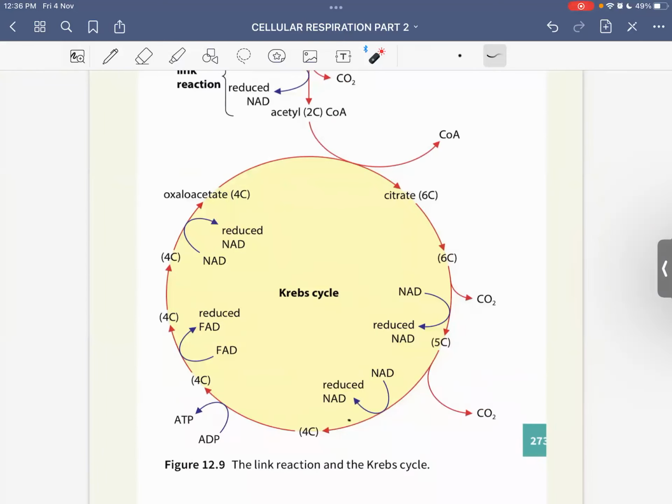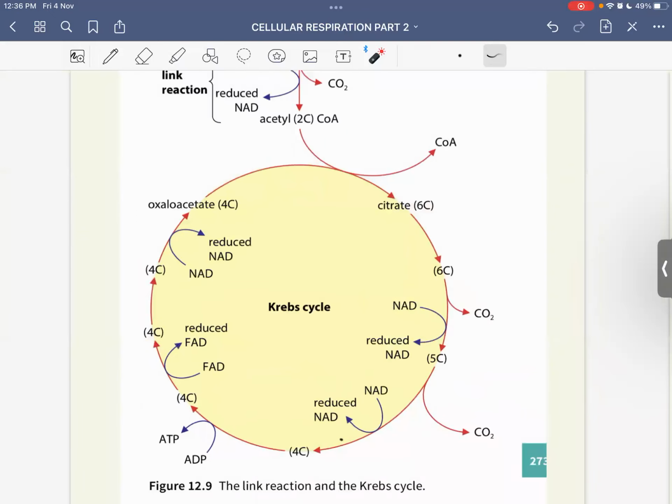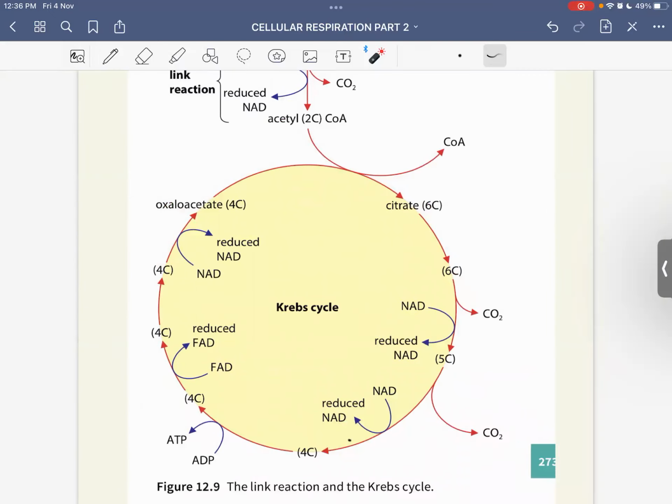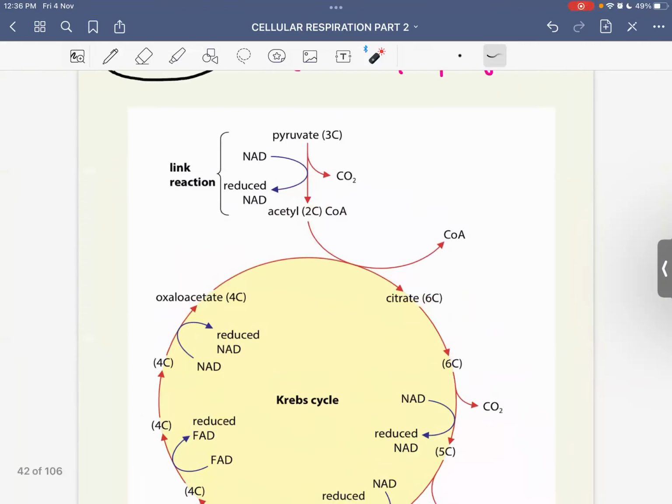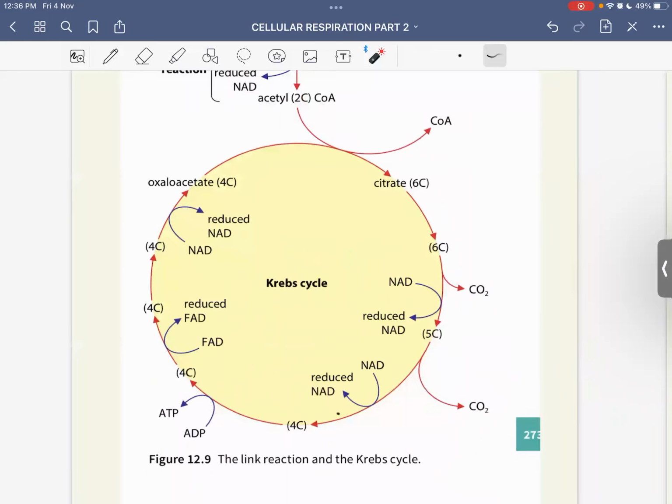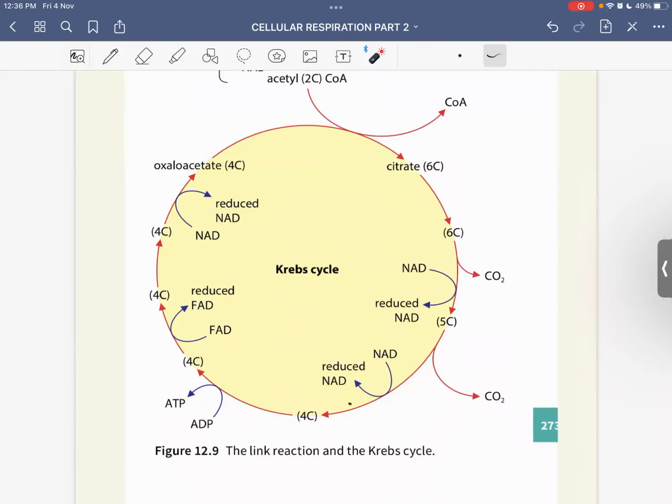This is the Krebs cycle. Krebs cycle में क्या हो रहा है कि ये जो acetyl बना था ना, 2 carbon containing compound था. देखो लिंक रिएक्शन स्टार्ट होता है 3 कार्बन से, खत्म होता है 2 कार्बन पे, और इस 2 कार्बन पे एक कोएंजाइम A लग जाता है, and then 2 carbon when combines with coenzyme A it forms acetyl CoA. ठीक है. अब इस acetyl CoA के साथ क्या हो रहा है?